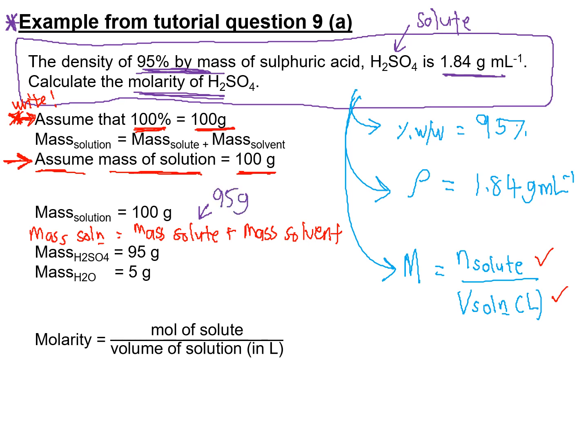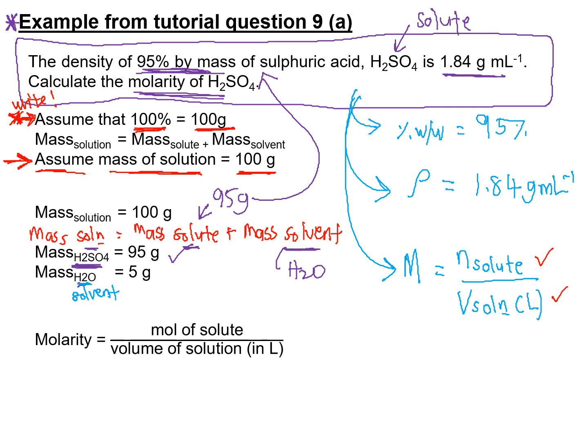Macam mana dapat 95 gram ni? Is because from this question. Okay? Because mass of solute, mass of H2SO4, mass of solute ni adalah 95% and we have assumed that 100% is equals to 100 grams. So, mass of solute is 95 gram. Kita tahu di dalam solution masihlah ada solute dan juga solvent. Solvent ni kebiasaannya adalah water. Okay. So, this is mass of solvent. So, mass of solvent, kita letak je H2O sebab memang biasa pun solvent H2O is 5 gram.